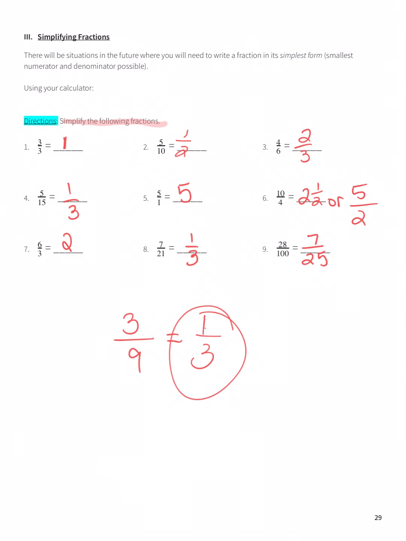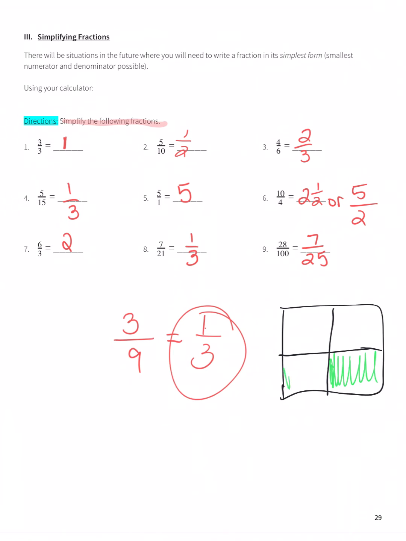And a real quick reminder about what a simplified fraction is. I have my whole right here, and it's cut into 4 pieces. If I use 2 of those pieces, that could be written as 2/4, or you could also view it as 1/2, because 1/2 of the whole is the simplest way to write or record it, okay?